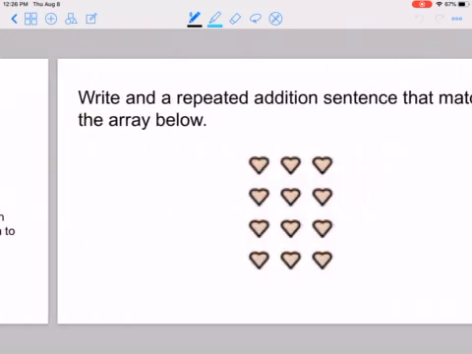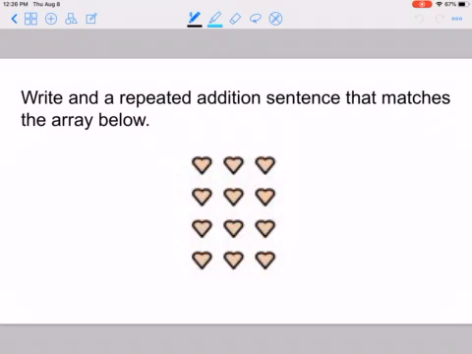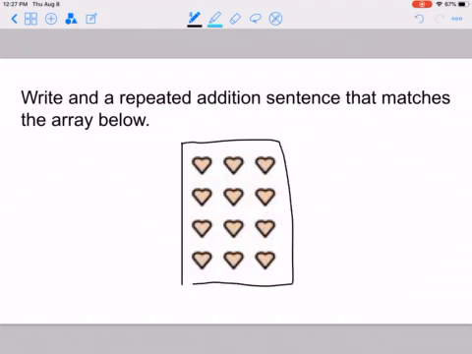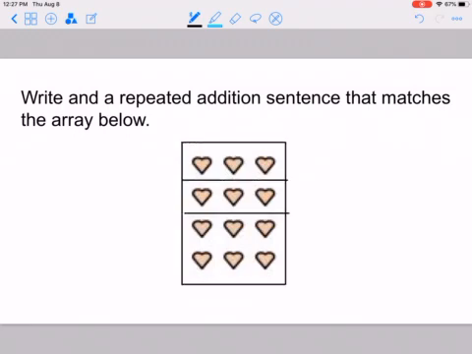So let's take a look at this. Our task says to write a repeated addition sentence that matches the array below. So, looking at our array, I'm going to remember we have our rows and we have columns. So let me put a box around this. Okay, so we had our rectangular arrays. Remember we have our bookshelves for rows and then columns.